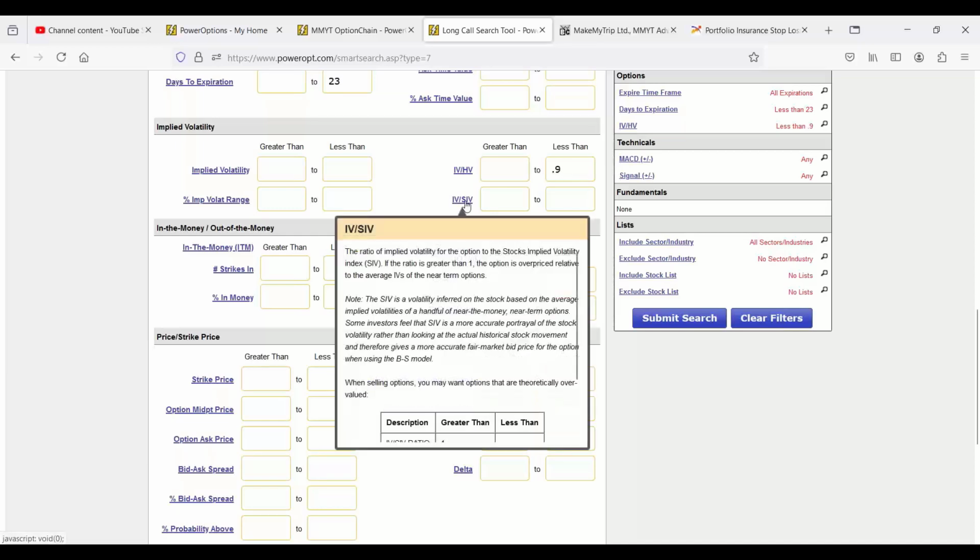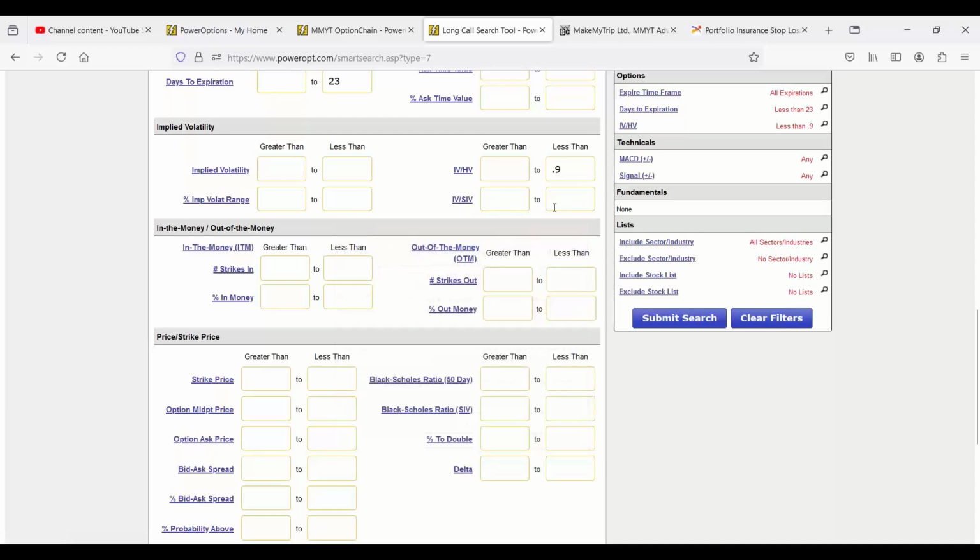In addition to that, the IV over the SIV. This is the implied volatility of your option divided by the stock's implied volatility index. The stock's implied volatility index is the average of the in the money and out of the money calls and puts for the near term for that particular security. So again, let's just put in 0.9.